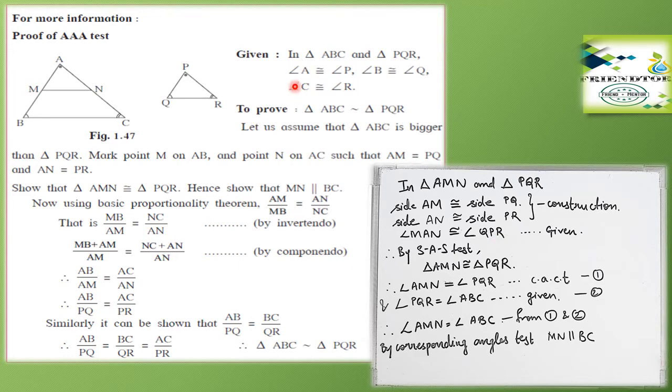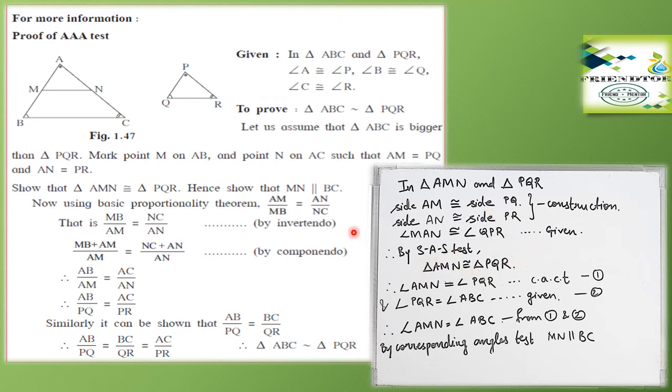One more thing we know, angle MAN is congruent to angle QPR. Why? That is given. A is equal to P, so A I can write as angle MAN and P I can write as angle QPR. So they also are congruent. That is from the given information. So by SAS test of congruency we can tell triangle AMN is congruent to triangle PQR. So that half part of the proof is done.